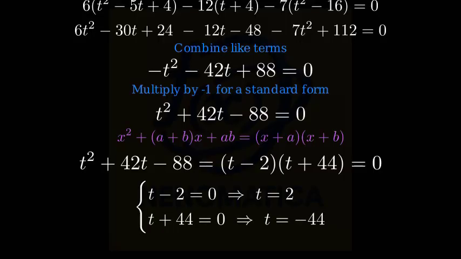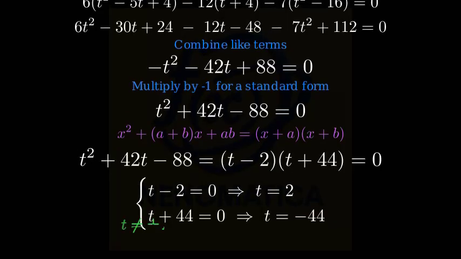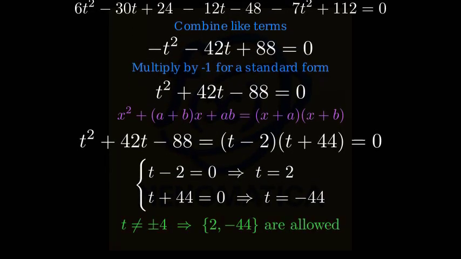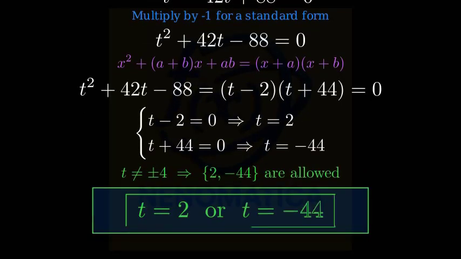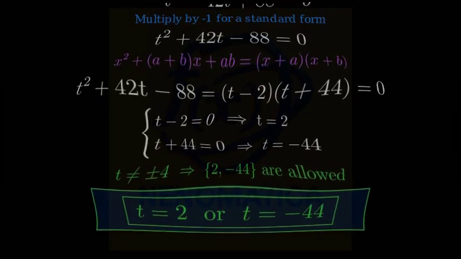Finally, check the domain restrictions. T cannot be 4 or negative 4, and our solutions are 2 and negative 44, so both are valid. Therefore, the solutions are t equals 2 and t equals negative 44.